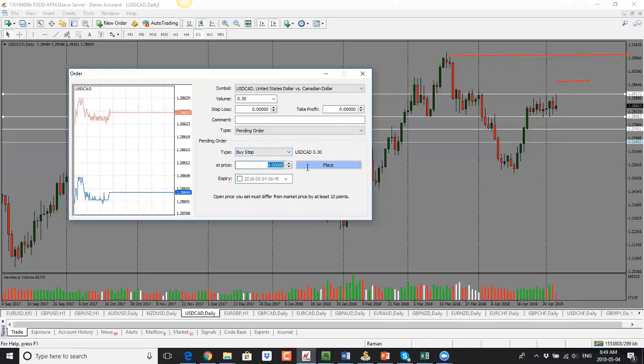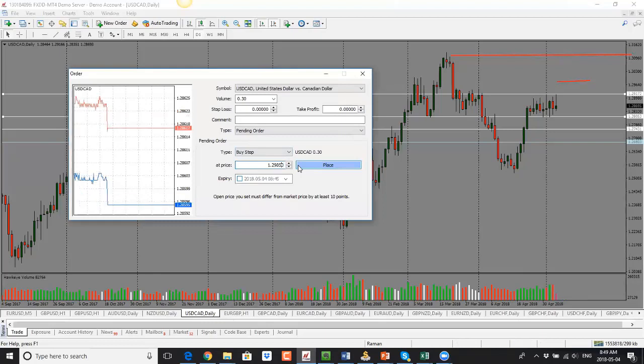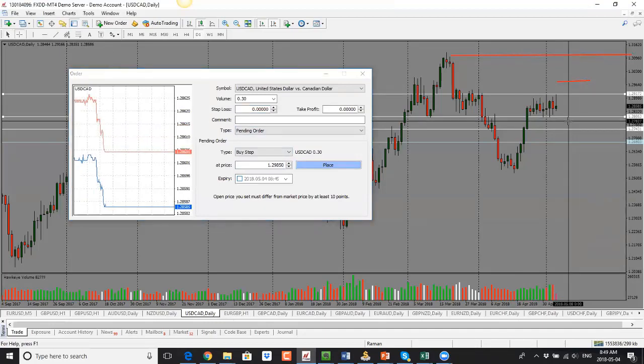So that's the buy stop order. We will give it the price that we want to go in at, and our price is 1.2980. So 1.29, let's say 85 here. That's the place that we want to place our order in. And in this case, our stop would be in here, or even on the other side of the range, because price can come back into the range and just test the range one more time.